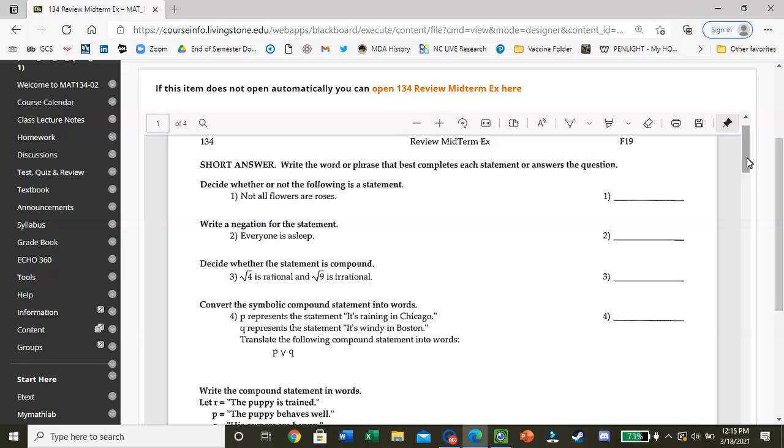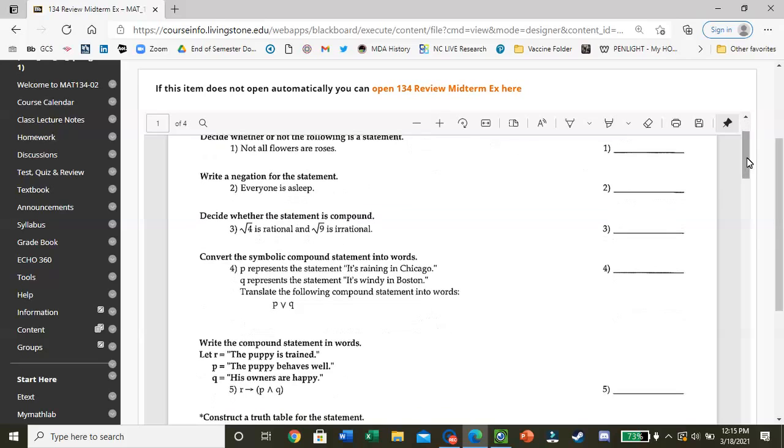So let's take a look. Any questions with the first one? Decide whether or not the following is a statement. A statement is either true or false, right? So any questions with the first one? How about the second one? Write a negation. Do we need any questions about negations?